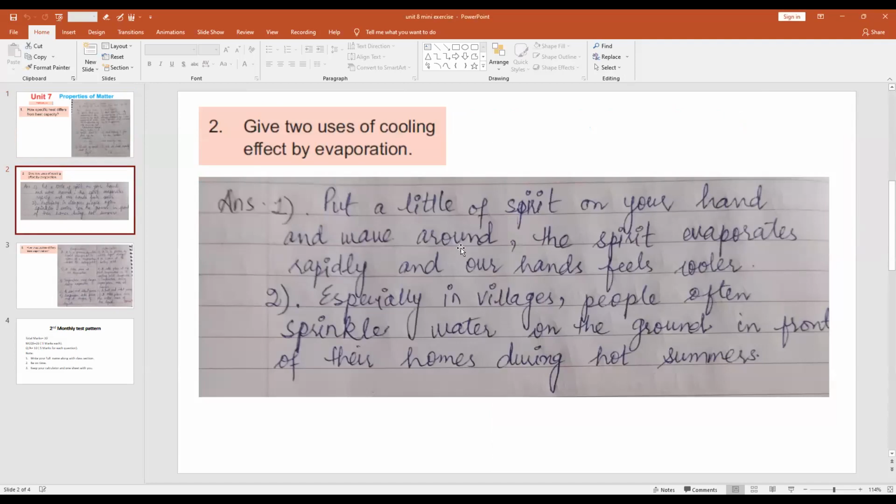Then see the second question. Give two uses of the cooling effect by evaporation, right? So you have to give only two uses. You can also write your own uses which you observe in your daily life. The first one is to put a little spirit on your hand and wave it around. The spirit evaporates rapidly and our hand feels cooler. So this is one use. The second one is, especially in villages, people often sprinkle water on the ground in front of their homes during the hot summers. So these are the two uses of the cooling effect caused by evaporation, right?